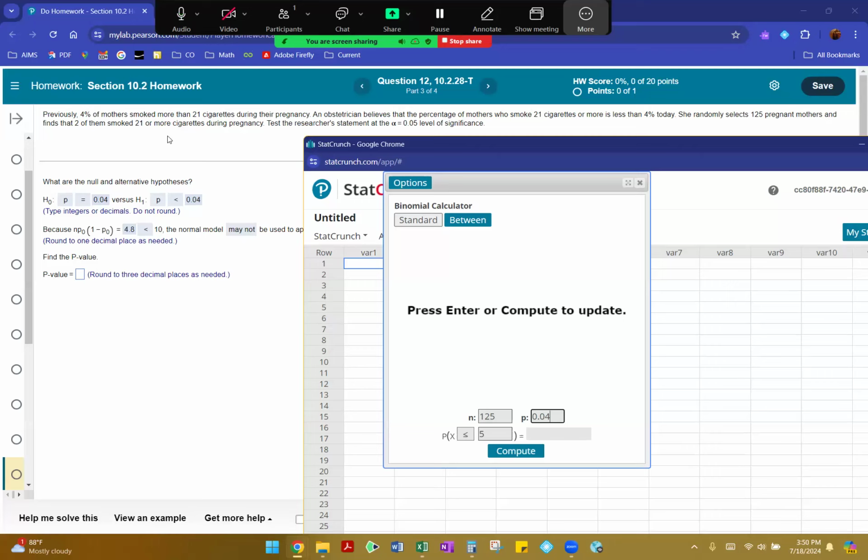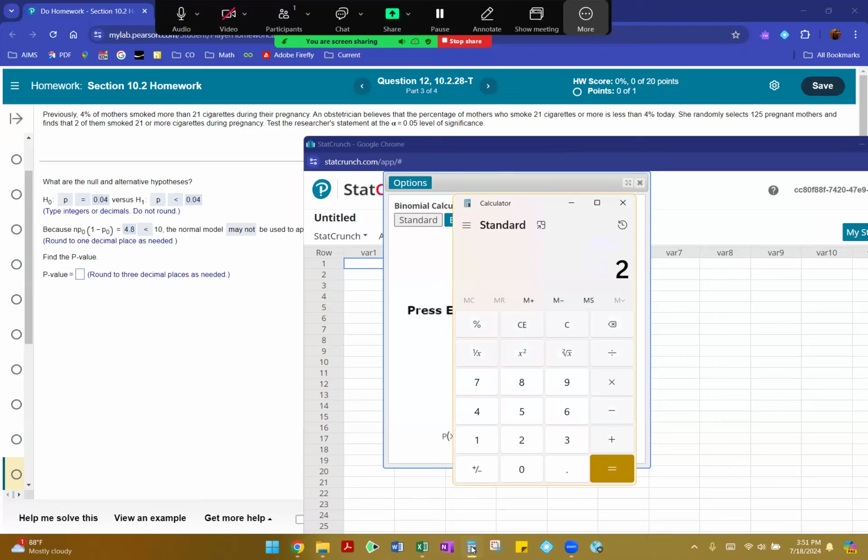In the problem, they're telling us the obstetrician randomly selects 125 pregnant mothers and finds that 2 of them smoked 21 or more cigarettes during pregnancy. So this number here needs to be 2. Now you will notice that we are using the less than or equal to symbol here when we're calculating our probability for the binomial distribution. That, of course, is because we are trying to figure out if there are less than 4% women smoking during pregnancy today.